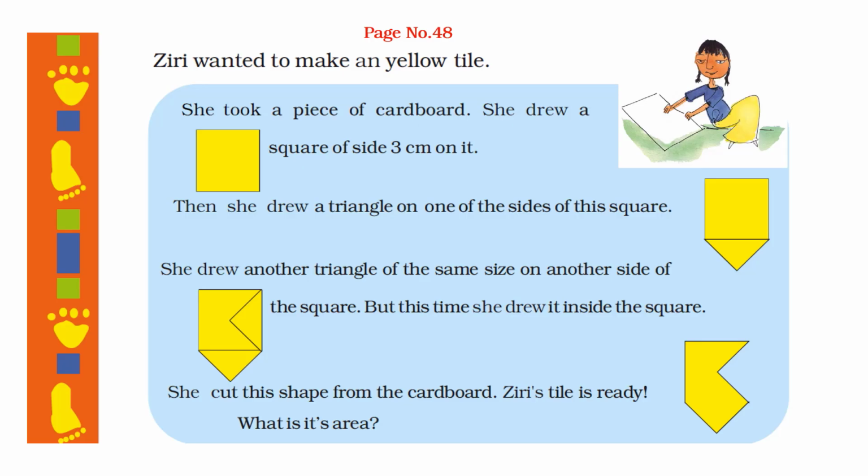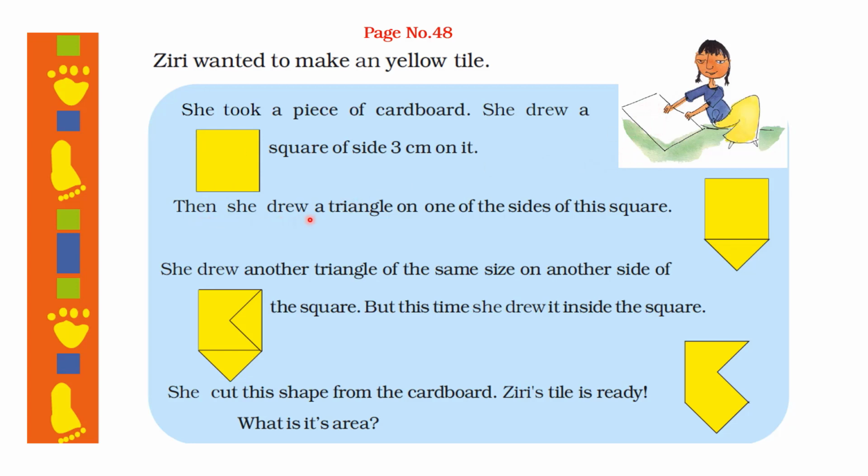On page number 48 of your mathematics textbook, you can see this problem. One girl named Ziri wanted to make a yellow tile. She took a piece of cardboard. She drew a square of side 3 centimeters on it, a square of side 3 centimeters, on the cardboard.